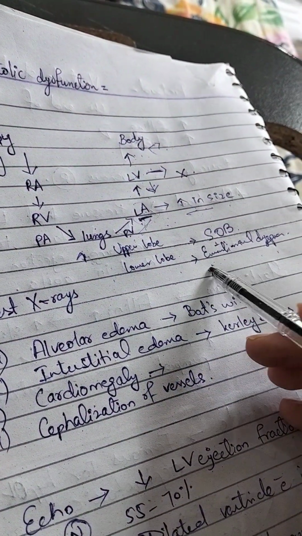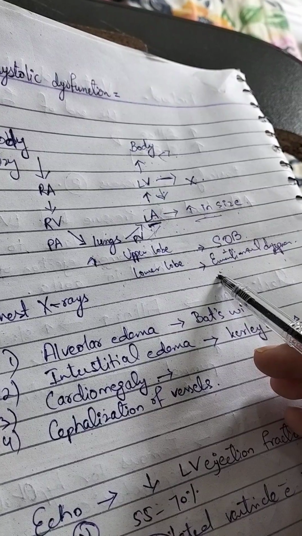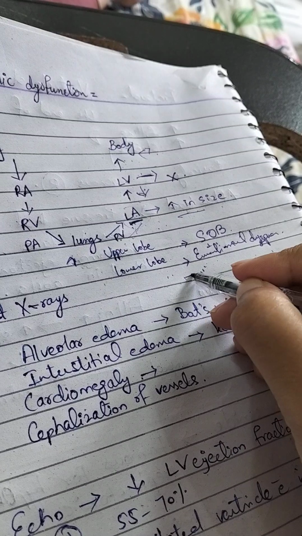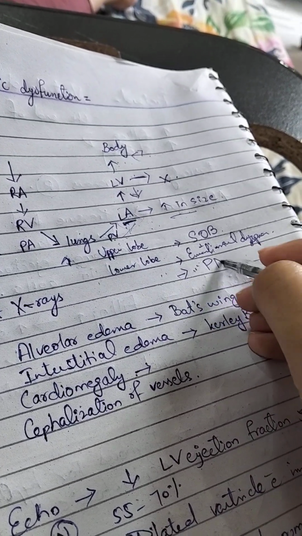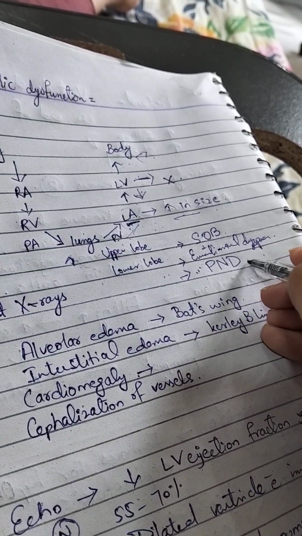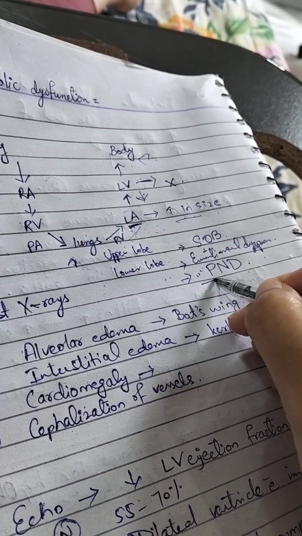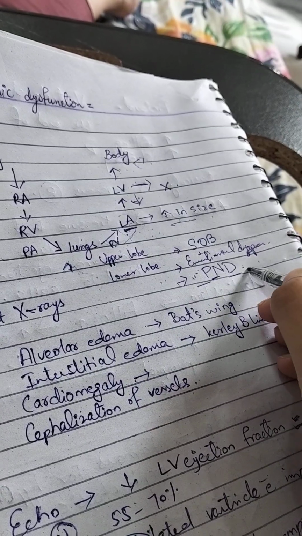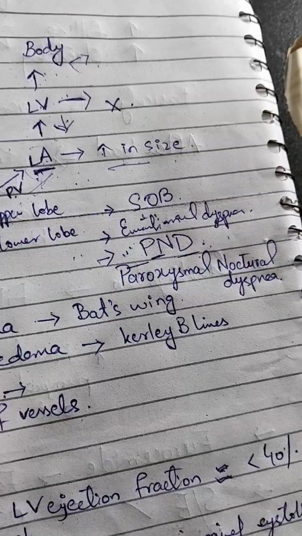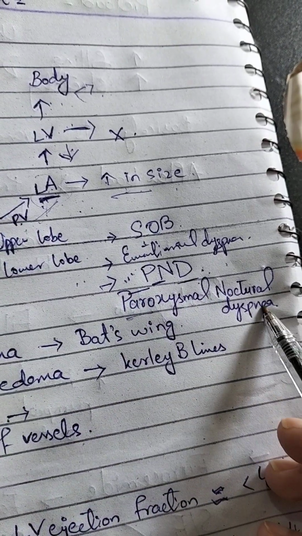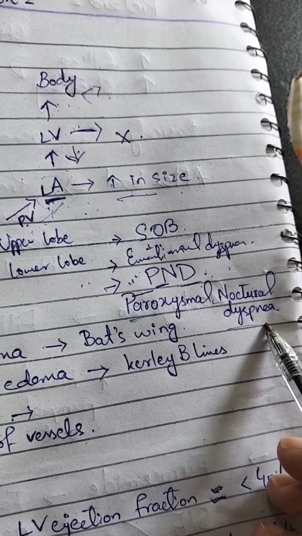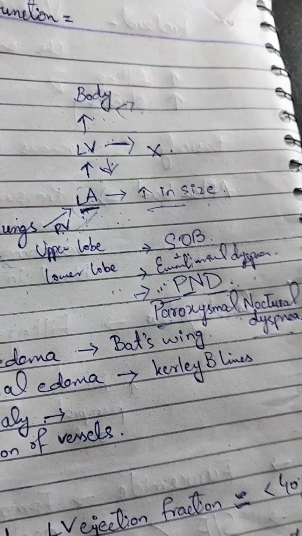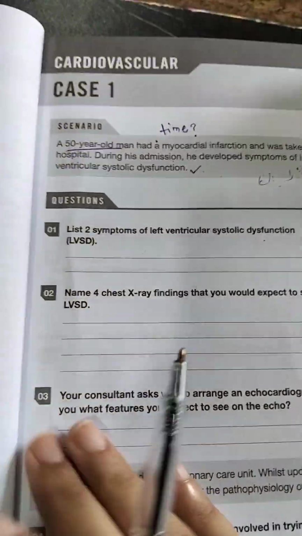But once you are in a lying position, suppose at night, you will face shortness of breath, because no gravity is working there and the heart and lungs are at the same level. So you will feel paroxysmal nocturnal dyspnea. This is the second symptom. Nocturnal means night, dyspnea means difficulty in breathing, and paroxysmal means something that comes and goes, not permanent. Now, coming to the next question of the scenario.